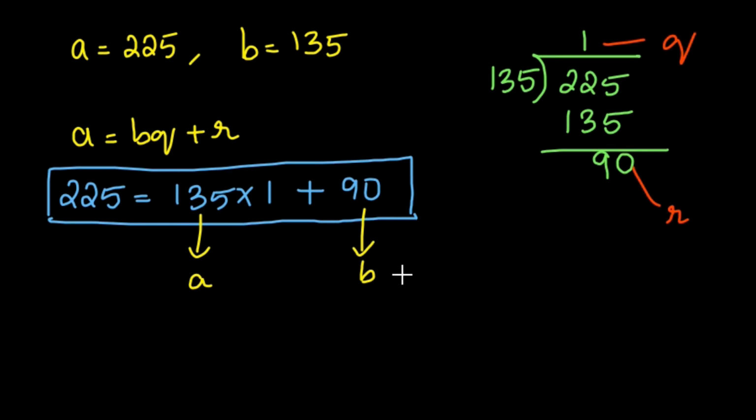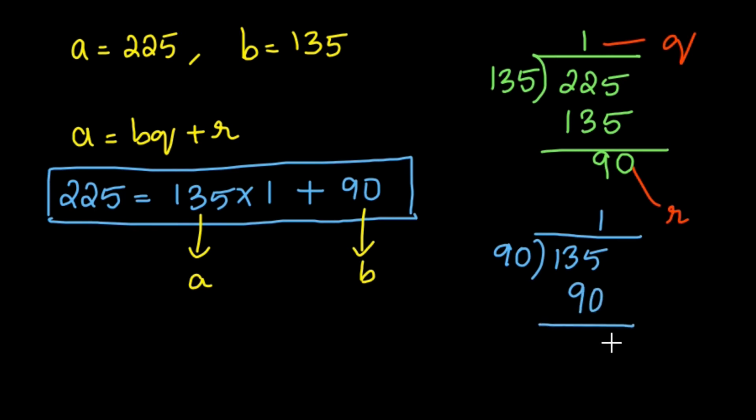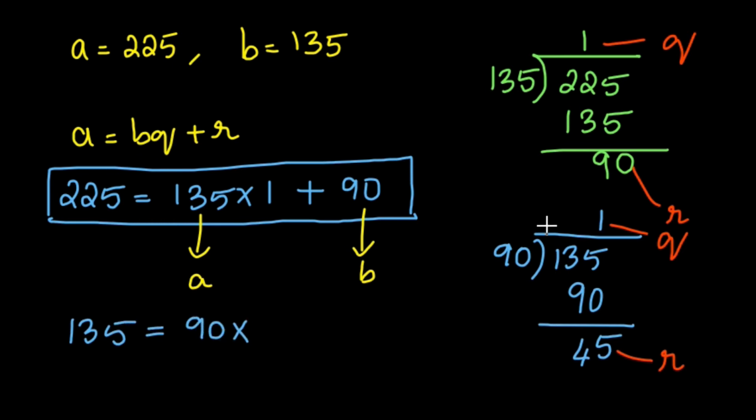That is, 135 divided by 90. Now 90 ones are 90. The remainder here is 45. 13 minus 9 will give you 4. So this is our new remainder. This is our quotient. Writing it in this form, we get 135 equals 90 multiplied by Q is 1 plus R is 45.